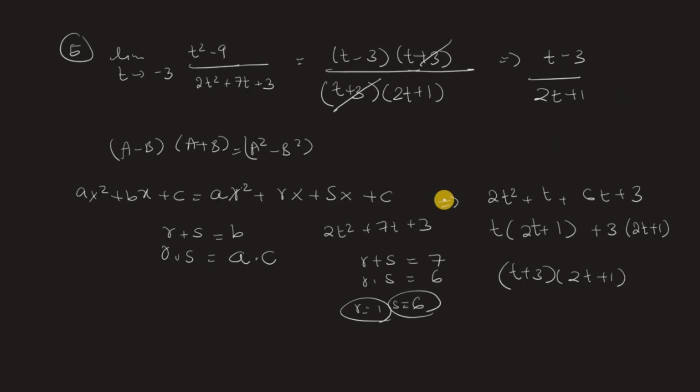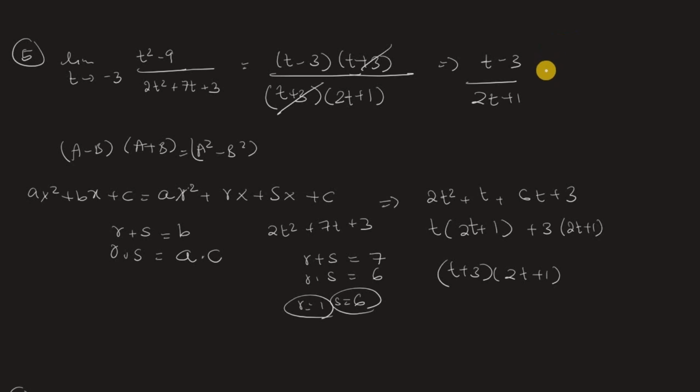So you plug your limit in: the limit as t approaches negative 3 of this function, t minus 3 over 2t plus 1. If you plug the value in, your answer should be 6 over 5.